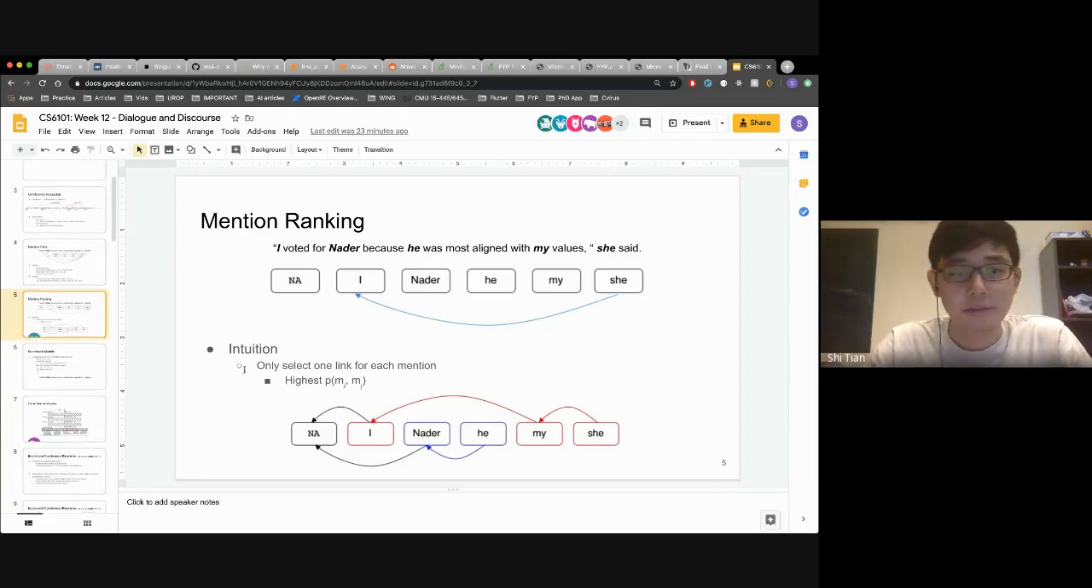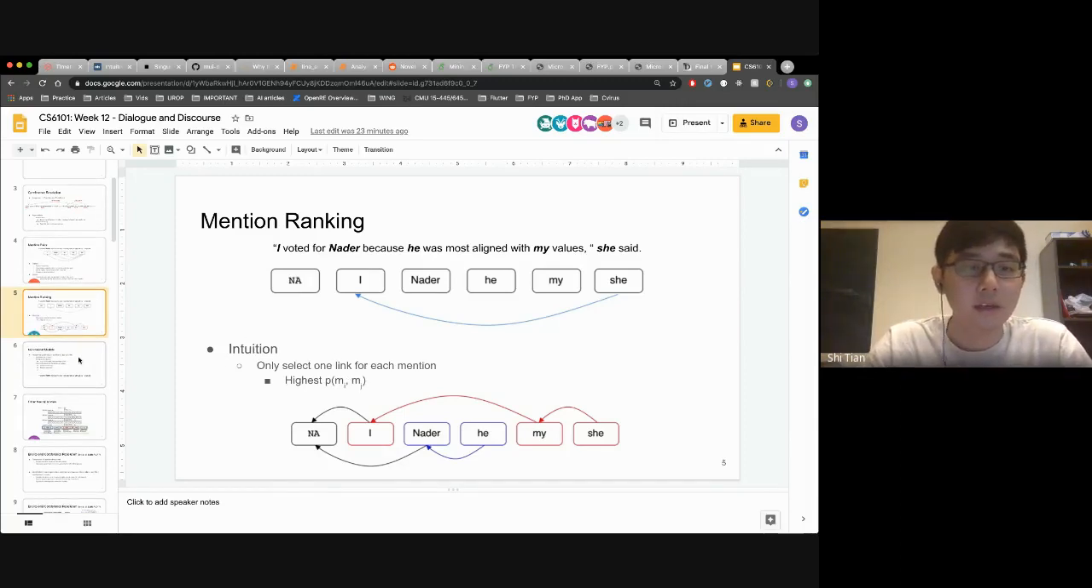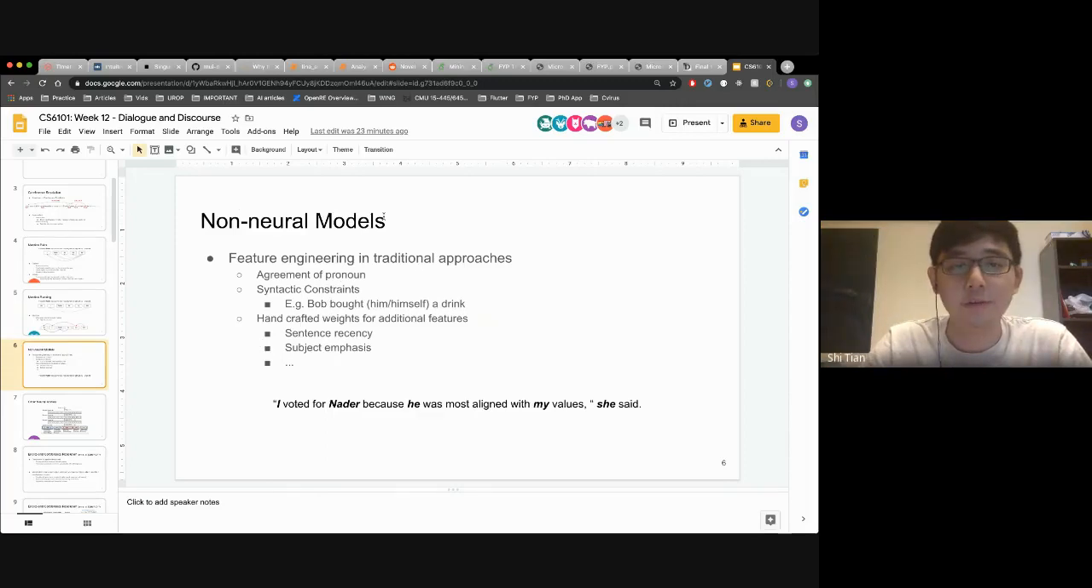Right, so with these two approaches, we still have to look at how exactly we go about calculating the probability between mention I and mention J. And this is where different models come into play. So in traditional, non-neural approaches, there's a lot of feature engineering involved. For example, there are features such as agreement of pronoun. Given the sentence, "I voted for Nader because he was most aligned with my values," she said, if we were to look at the mention she and the mention he, then there's definitely no agreement of pronoun here because there's a gender disagreement.